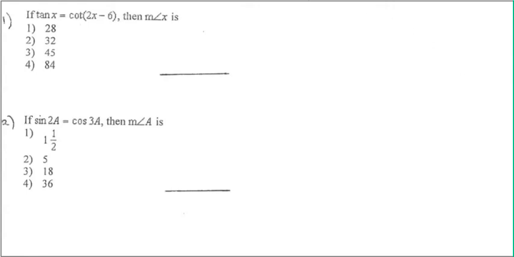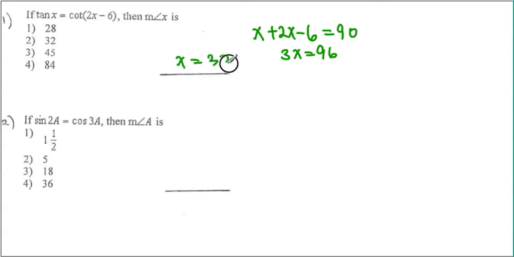Hello, so let's look at the rest of the questions here together. Tangent and cotangent are equal to each other. That means, as we know, they're co-functions, so those angles have to add up to 90. Here we have x plus 2x minus 6 has to be equal to 90. That means 3x must be equal to 96. Therefore, x must be equal to 32, which is choice 2.